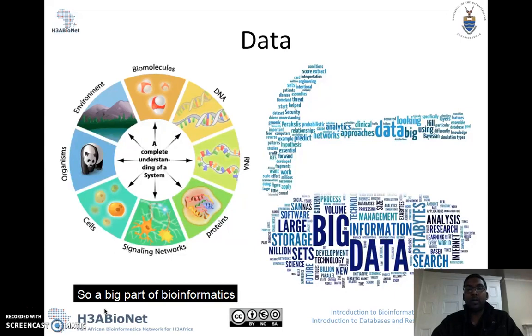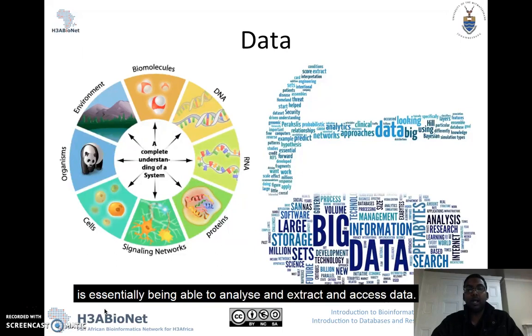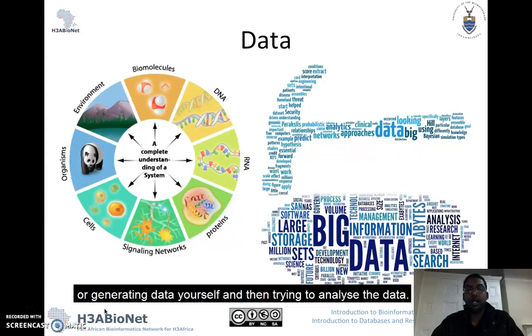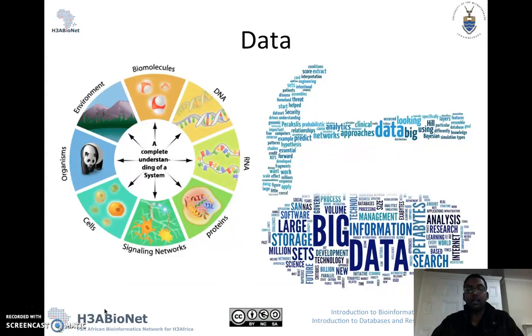So a big part of bioinformatics is essentially being able to analyze and extract and access data. In most instances, you'd either be using data that is stored in an online repository or generating data yourself and then trying to analyze the data.